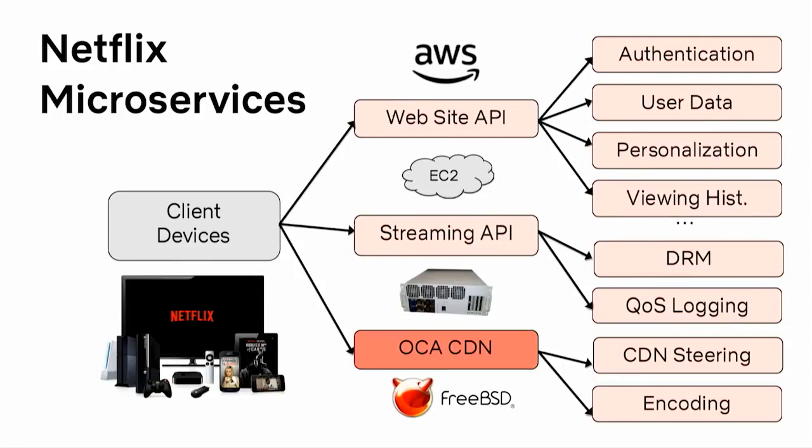We also have, apart from the Amazon EC2 Cloud, a CDN called the Open Connect Appliance, which are physical boxes running FreeBSD. When you first log into Netflix and browse around, you're coming from the Amazon EC2 Cloud. And when you hit play, you're coming from a physical BSD box that's hopefully very close to you, that's at the ISP.